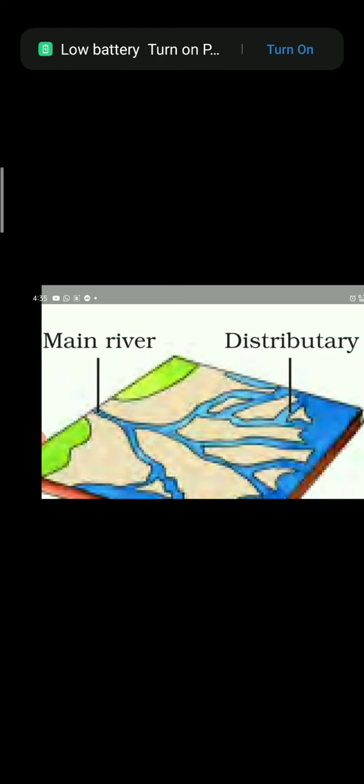So these different directions in which the water moves are known as distributaries. What are they known as? Distributaries. And after flowing, they stop and mix in the main ocean or the main sea. Correct? And where these all meet, that place is called delta.